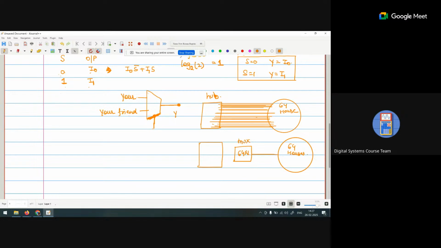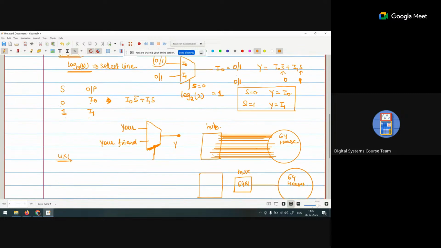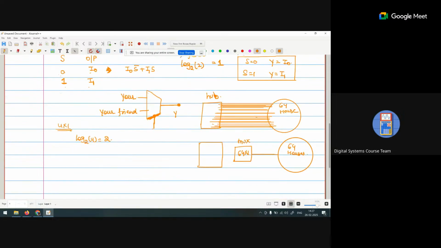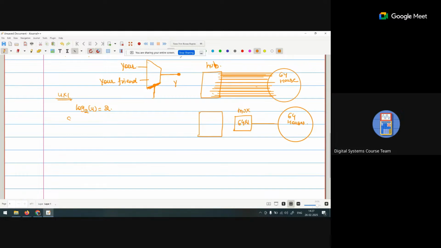Now in a similar way, if I have a 4 cross 1 mux, the value of n is 4. So how many select lines are required? 2. We just select S1 and S0, the 2 select lines.